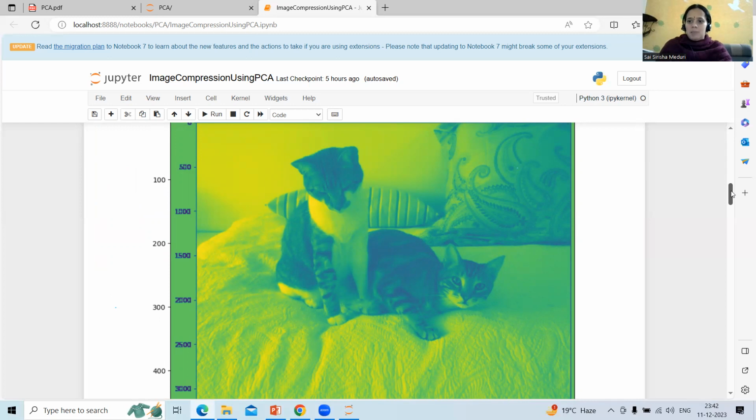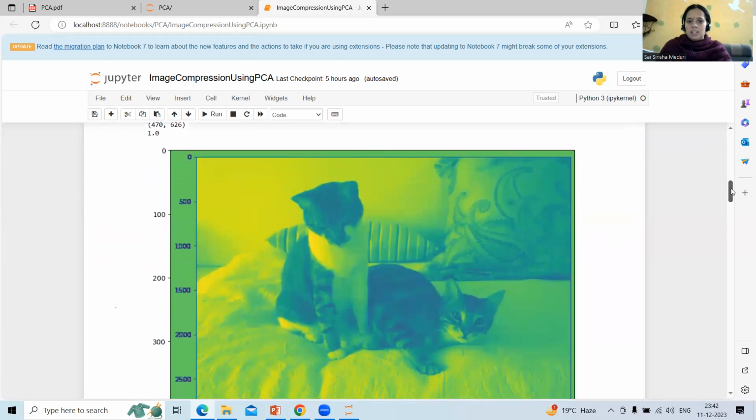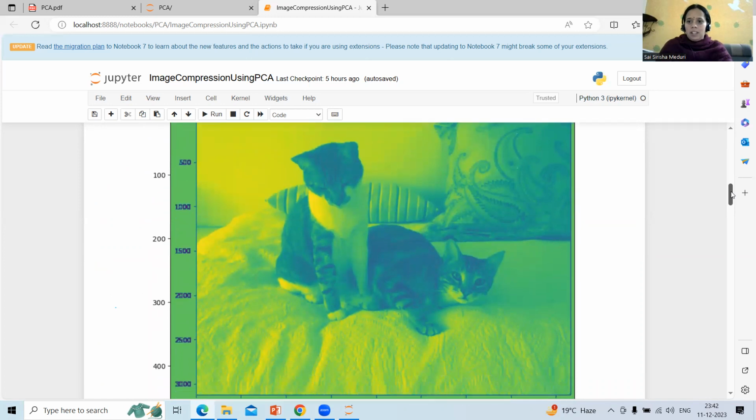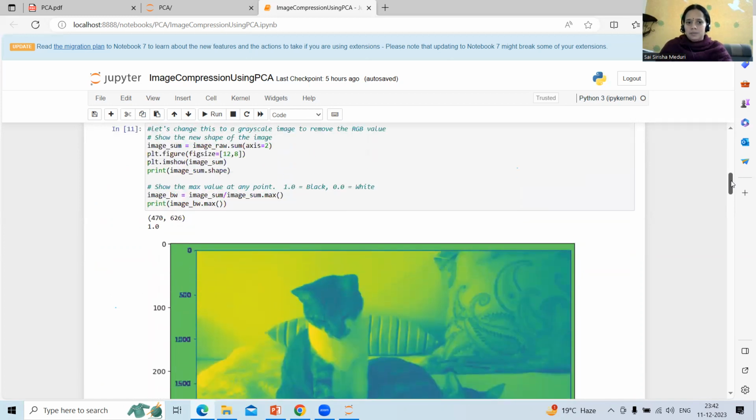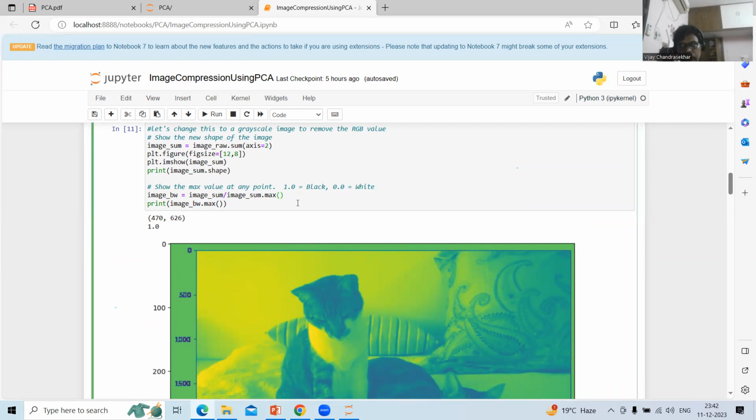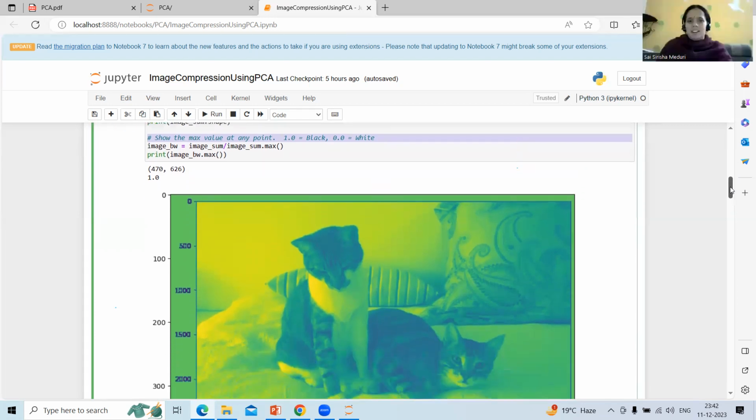If we see a black and white image, it will have two values, 0 and 1. 1 is white and 0 is black. But this is grayscale, which means it will be any value between 0 and 1. White would be 1, 0 would be black, and in between it changes. It's not pure black and white. It's a grayscale image.